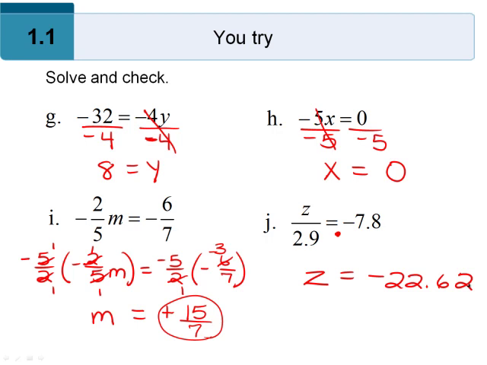So you just have to multiply those two other numbers. And I think that's it. Yep, that is it for 1.1 U-Tries.